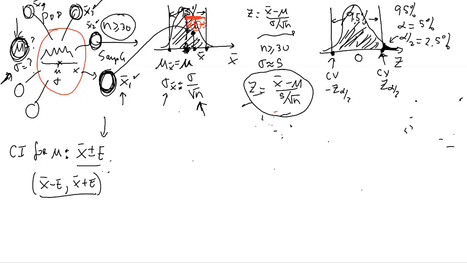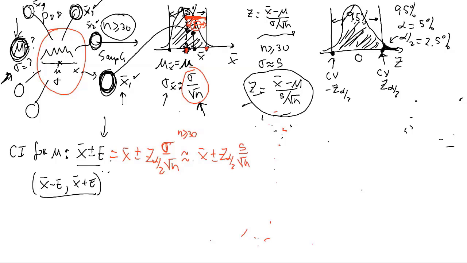How can we obtain this distance? It's the distance between the center and this point. And this point is located Z alpha half standard deviations from the center. Then the error should be given by this formula: Z alpha half, the number of standard deviations that this point is located from here, times the standard deviation. The standard deviation of the distribution is given by sigma over square root of n. And remember, if my sample size is greater than 30, I can use instead of the standard deviation of the population, the standard deviation of my sample. And that is the formula that we must use to obtain the confidence interval for my population mean.